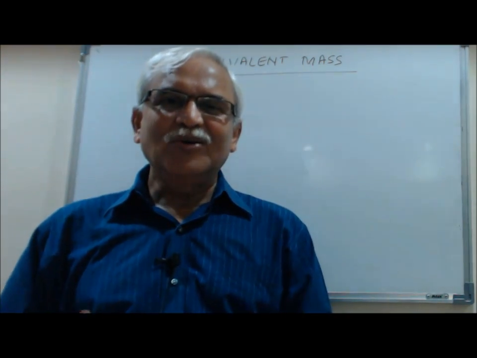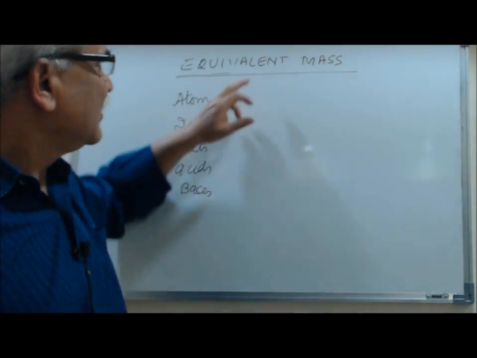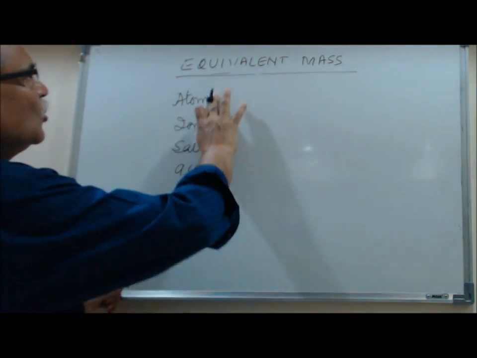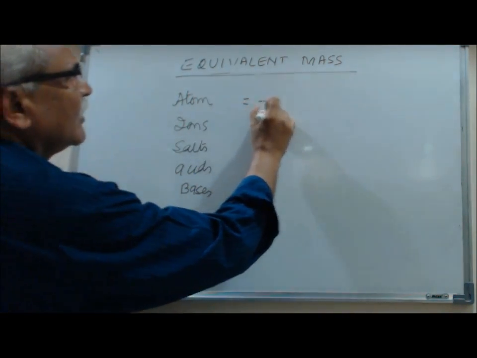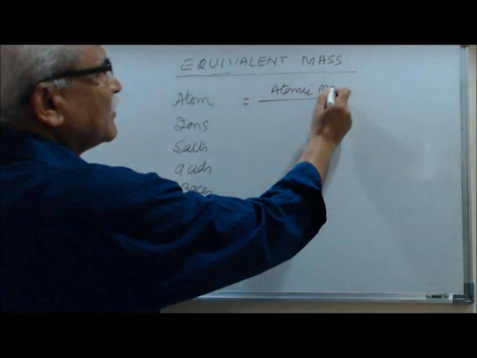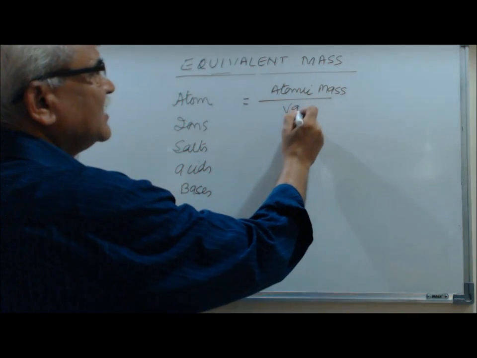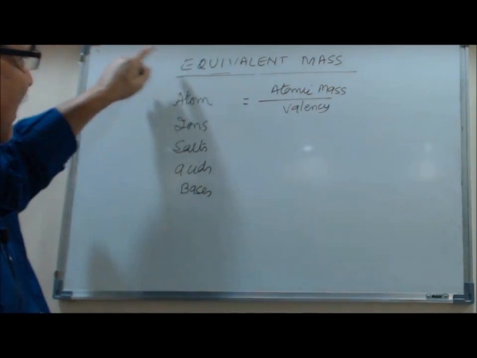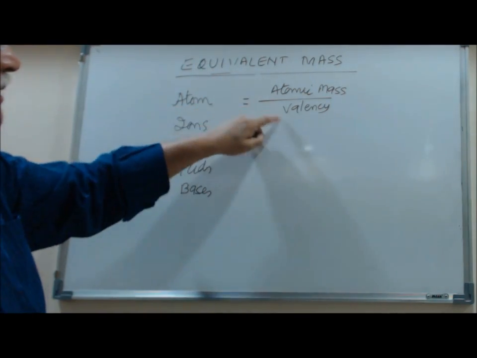So what should be the idea now? The idea should be now to find the equivalent mass of, say, beginning with atoms. So usually when we have an atom, we divide the atomic mass of the atom with its valency. Very simple. So equivalent mass of an atom will be its atomic mass by valency.